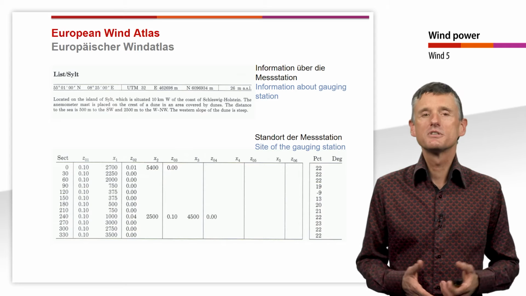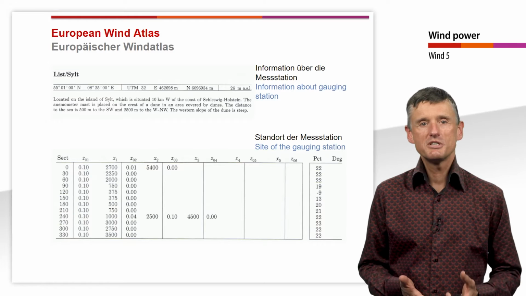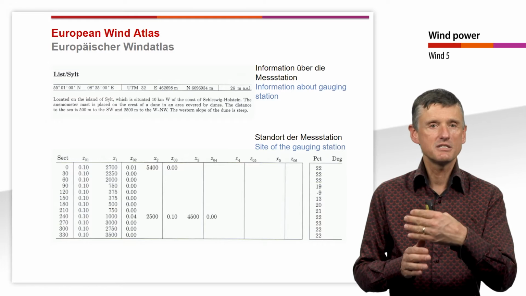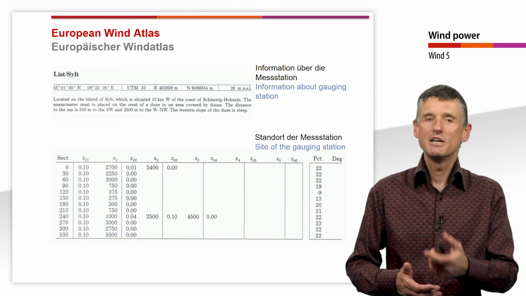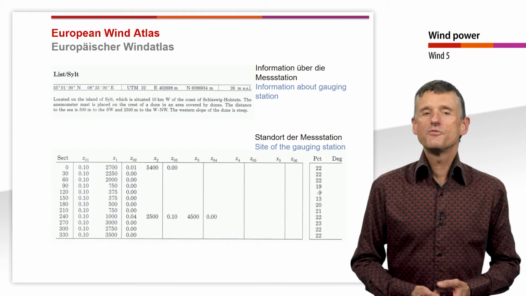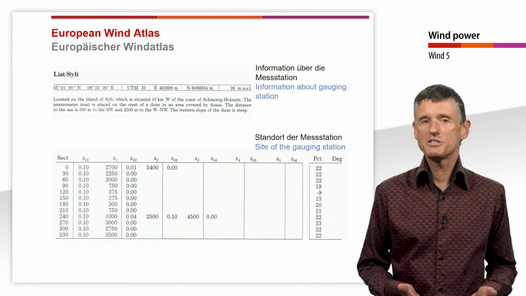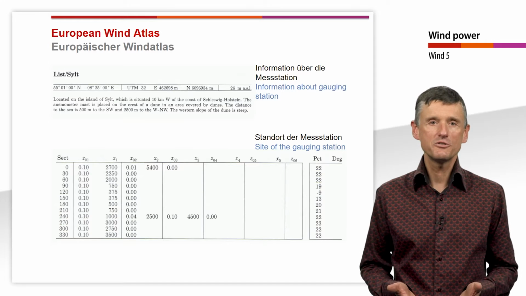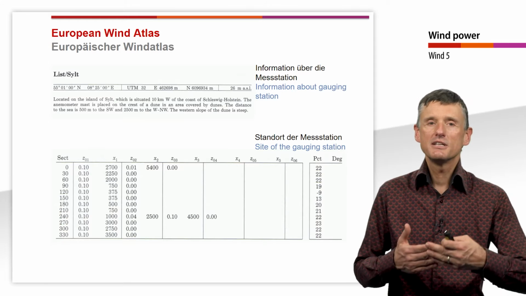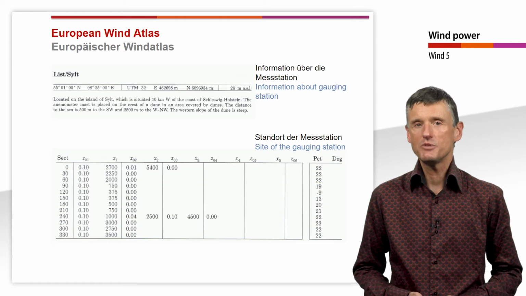In the left column, we see the sectors from 0 to 330 degrees. 0 is always north, then 90 is east, 180 is south, and then we are going backwards to north. And then we see first the roughness length. In sector 0 it is 0.1 meters for 2,700 meters of distance. That means for the next 2.7 kilometers we assume here a roughness length of 10 centimeters.